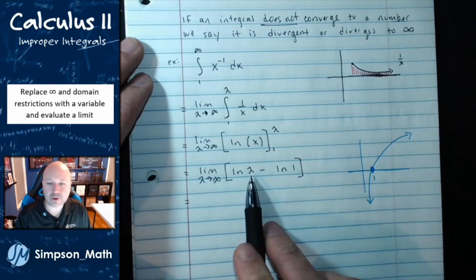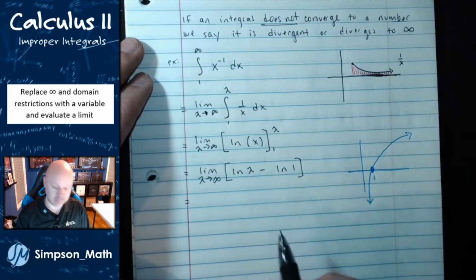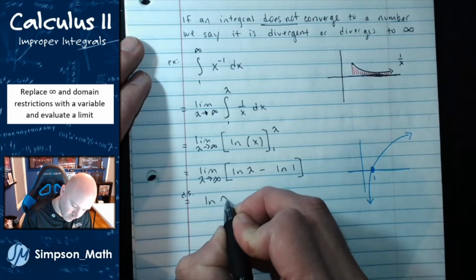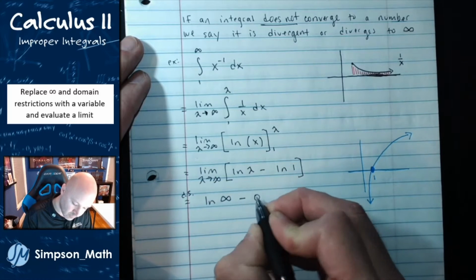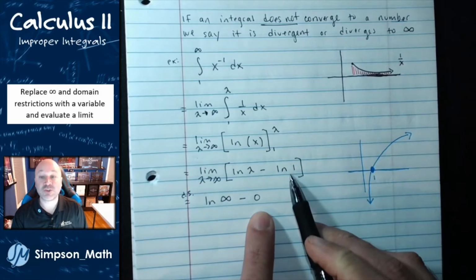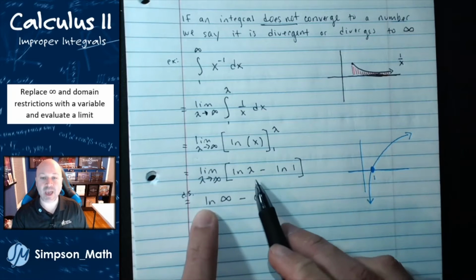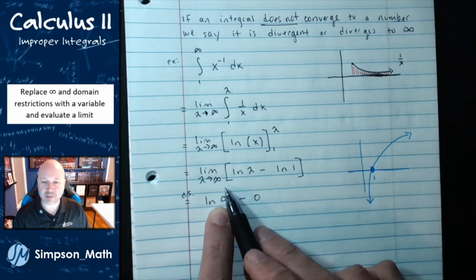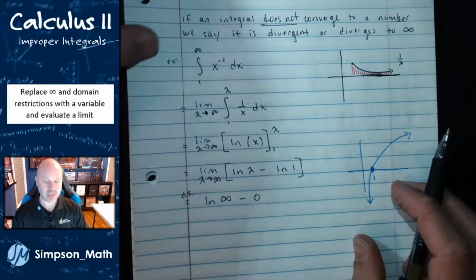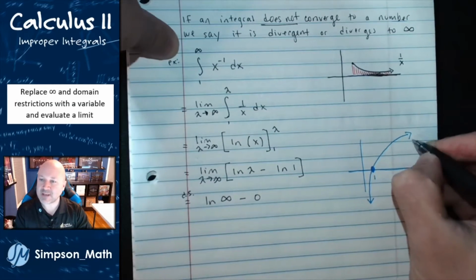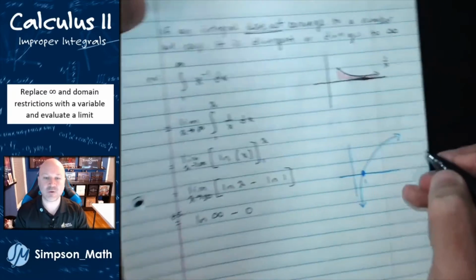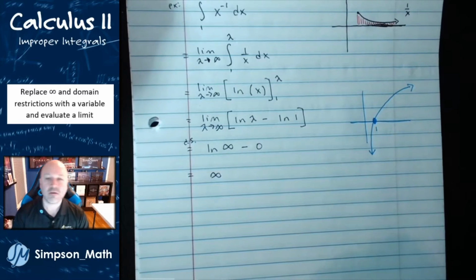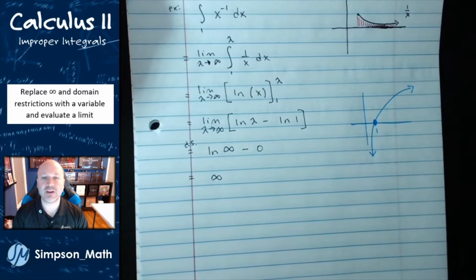And I think I'm ready for direct substitution as well. So I'm just acknowledging the natural log of 1 is 0, and then I'm using direct substitution. It's okay to plug in infinity in the natural log. The natural log of infinity, because this does increase forever, is going to be infinity. And infinity minus 0 is infinity.